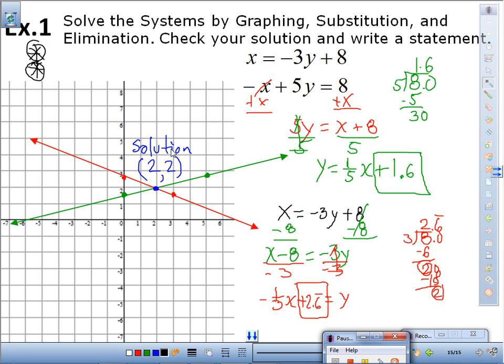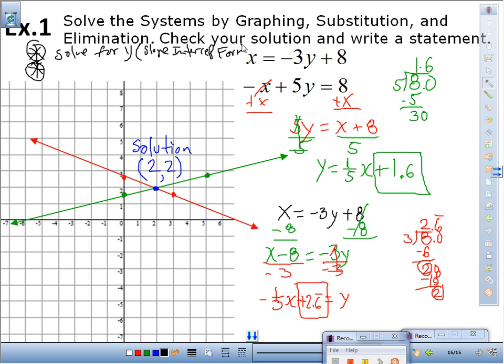To solve this system by graphing, write 2 simple steps to remember. Number 1, solve for y, in parentheses, slope-intercept form. And step 2, graph. As long as you remember the first one, to solve for y, the second one you know how to graph using the y-intercept and the slope. That was example 1.